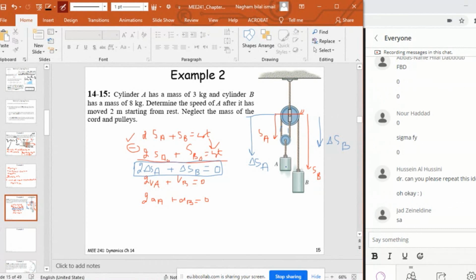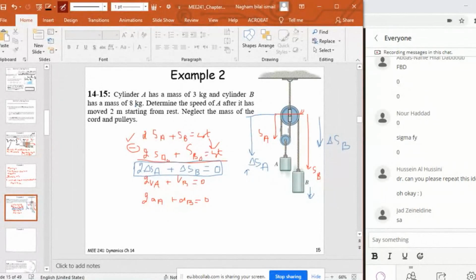Why? Because A is lighter than B, and there are 2 parts of rope holding A, while there is only 1 part of rope holding B, although B is heavier. Since B is heavier, B will be going downward, which means delta SB, SB, VB, AB will be positive. A will be going upward because A is lighter, so delta SA, SA, VA will be negative. Now, if you go back to the question, so far we did not read the question.